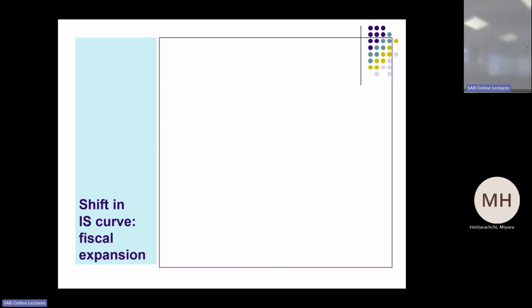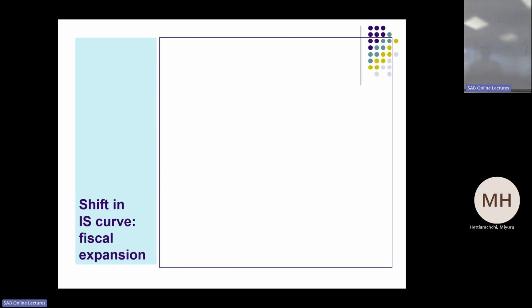Now we assume, this is the first one, the fiscal policy. We assume the government raises expenditure. Let's assume government raises expenditure from G0 to G1 under the fiscal policy.